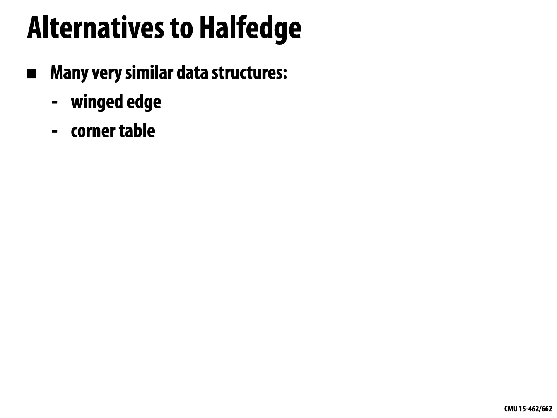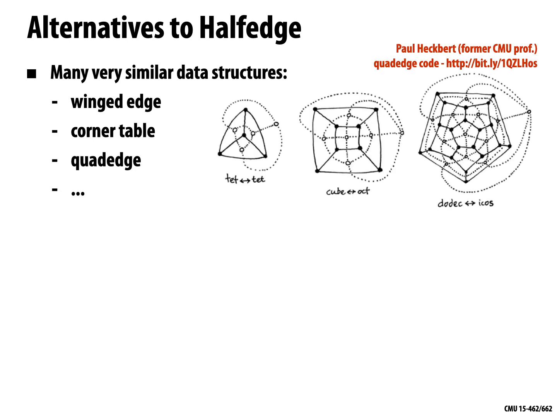There's winged edge, and there's corner tables, and there's quad edge, and there's all sorts of other things. There are subtle differences between all of these. But all of these different representations are taking the same idea as a half-edge mesh. They store some local neighborhood information, and then you use that local information to walk around the mesh and do manipulations. So none of these is really fundamentally different from the half-edge concept.